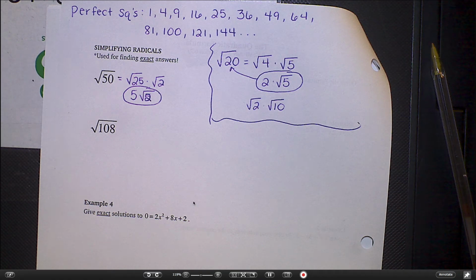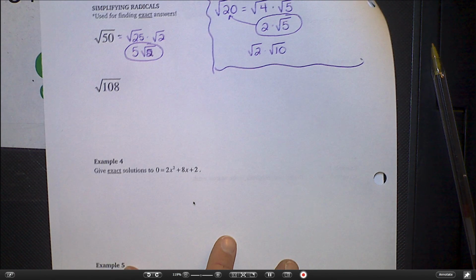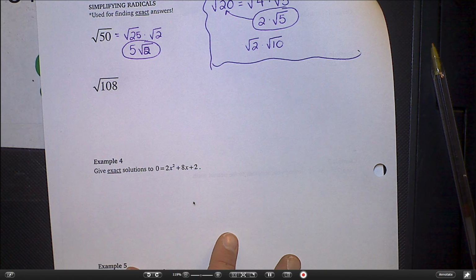Does that make sense? You okay with that? Good. Try the 108. See if you can come up with a combination that works for 108. And there's a couple different combinations that work, so it's okay if you come up with more than one.